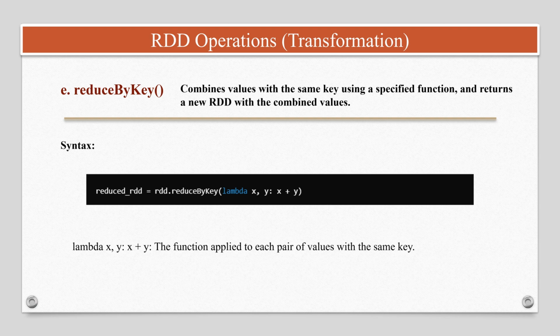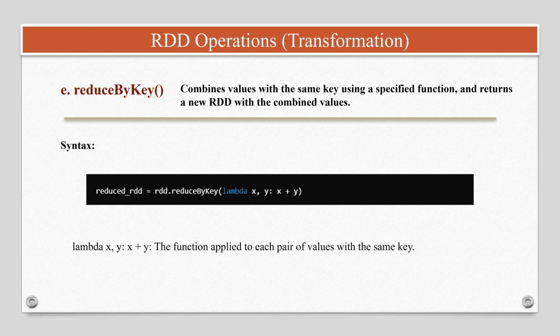reduceByKey combines values with the same key using a specified function and returns a new RDD with the combined value. reduceByKey is a transformation used specifically on paired RDDs, like RDDs with key-value pairs. It applies a given associative and commutative function to reduce values by key, merging values with the same key into a single value. This operation is often used for aggregations such as summing or counting values associated with each key.